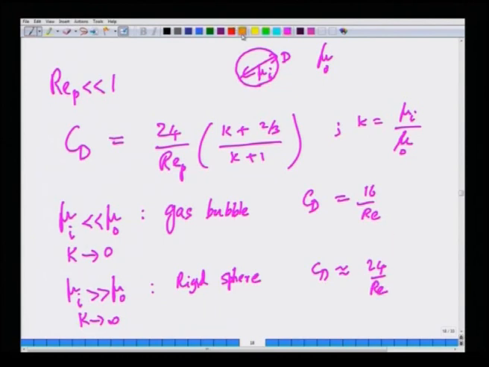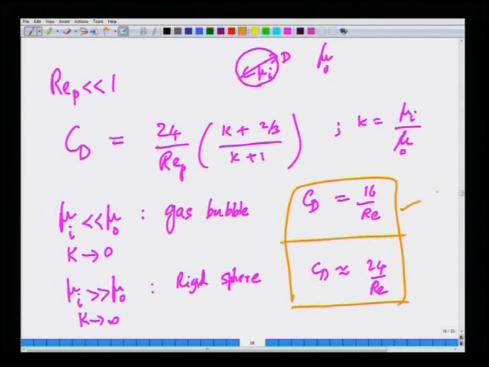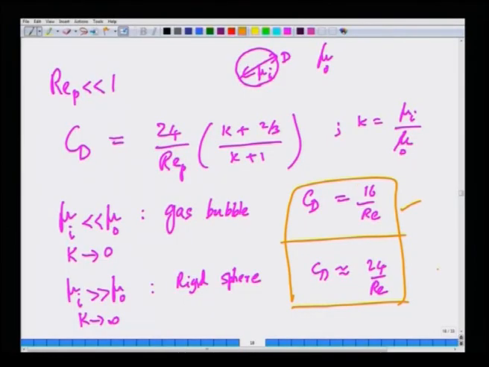So, it does reduce correctly to the well known result of 24 by Re when the viscosity of the inner fluid is very large compared to the viscosity of the outer fluid. And we also have a new result for the motion of a gas bubble. Suppose you have an air bubble in water, it is going to rise. What is the terminal rise velocity at low Reynolds numbers? Well, you can use this relation and find the terminal rise velocity in a very similar way to what we did for terminal settling velocity.